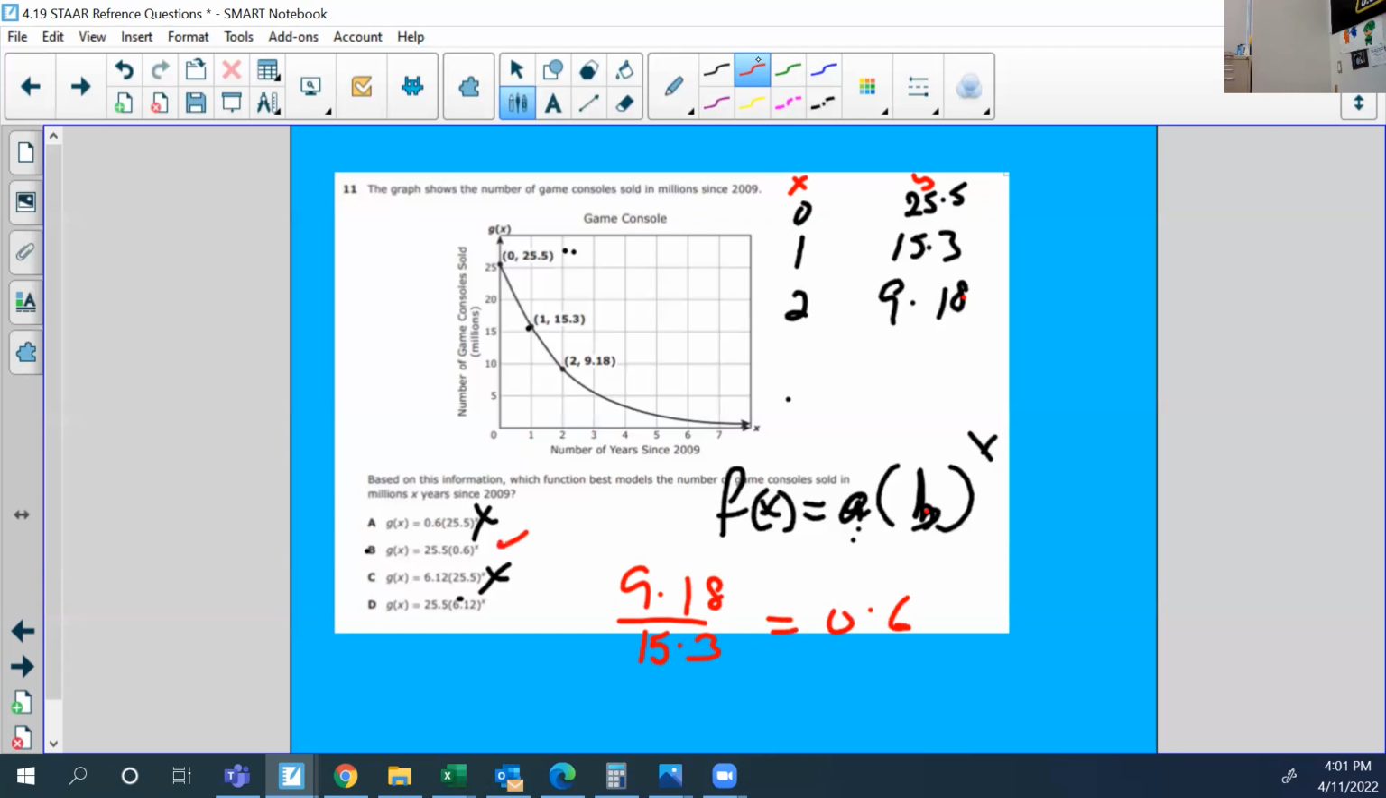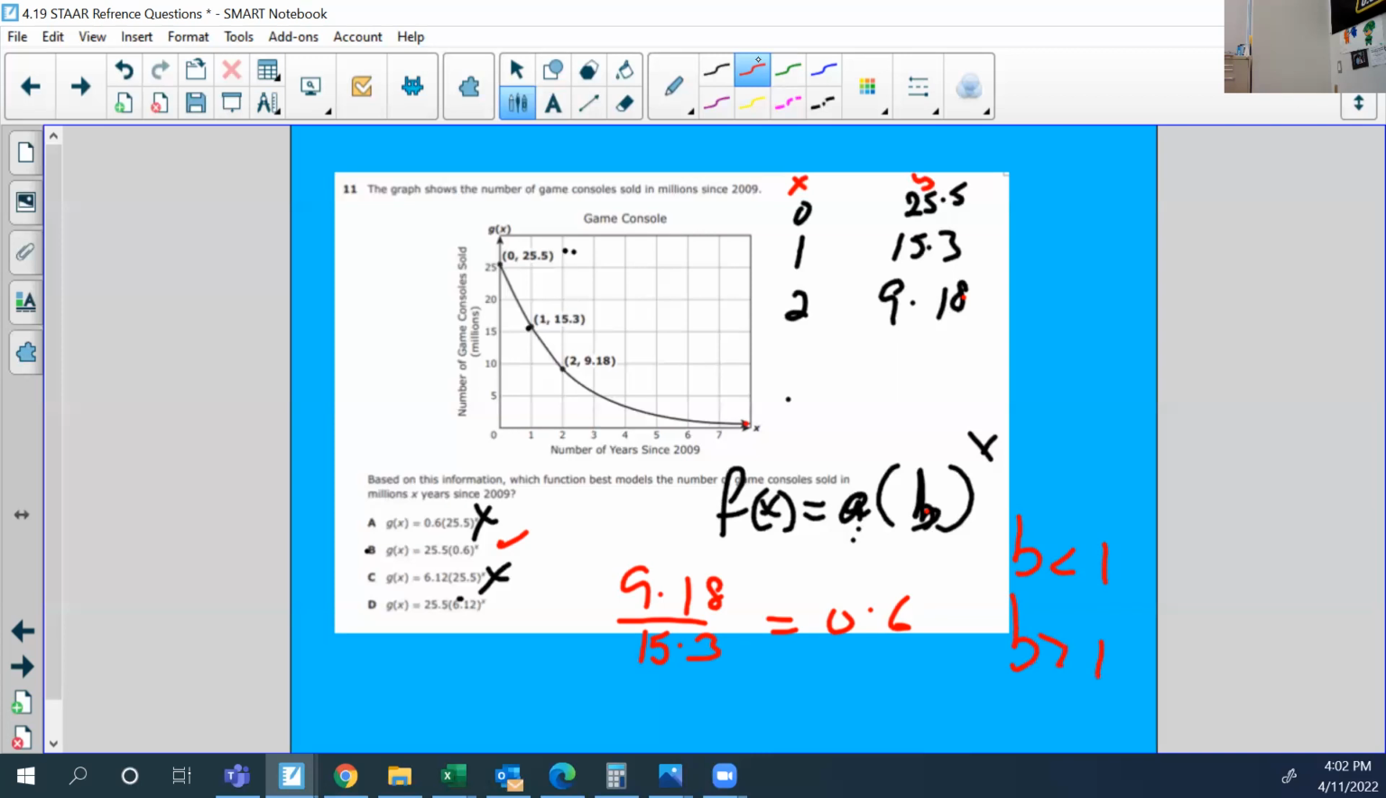But do I even have to do that? If you look at the graph, it is decreasing, right? Therefore, the decay factor has to be less than 1. So remember, if your decay factor b is less than 1, that means your graph is decreasing. If b is greater than 1, that means your graph is increasing. So by looking at the graph, I can see it's decreasing. Therefore, my growth factor has to be less than 1. So again, B is my answer.